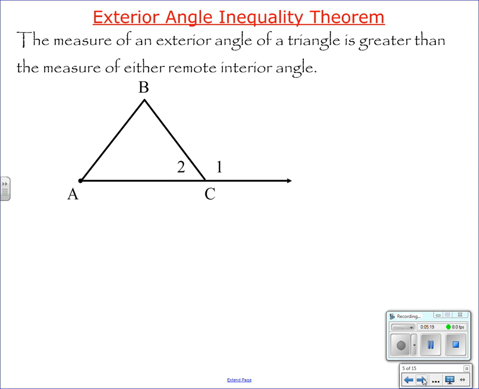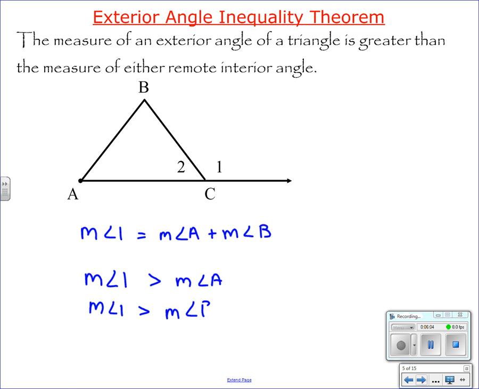Exterior angle inequality theorem: the measure of an exterior angle of a triangle is greater than the measure of either of its remote interior angles. So let's look at this and show why. The measure of angle 1 is equal to the measure of angle A plus the measure of angle B. That's our triangle exterior angle theorem. From the inequality properties we just talked about, because angle 1 adds up to be two angles, A and B, angle 1 has to be greater than angle A, and the measure of angle 1 has to be greater than the measure of angle B.